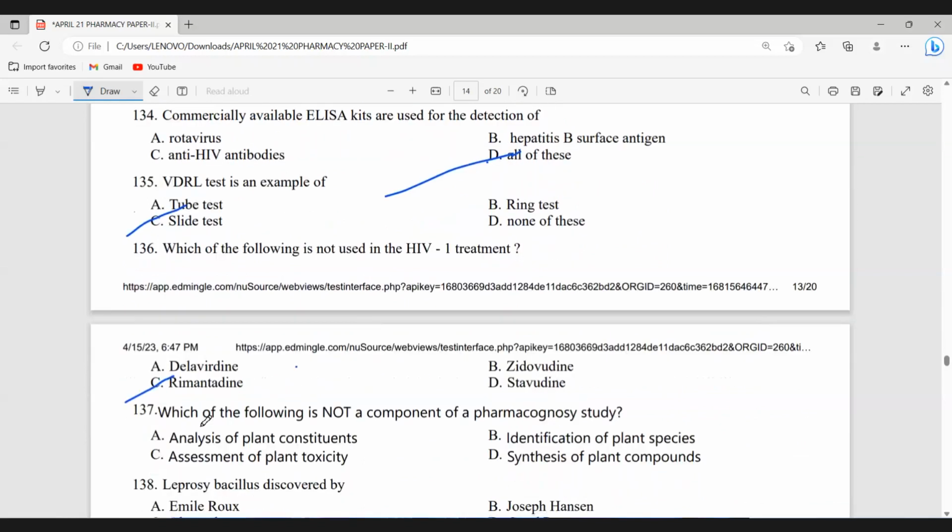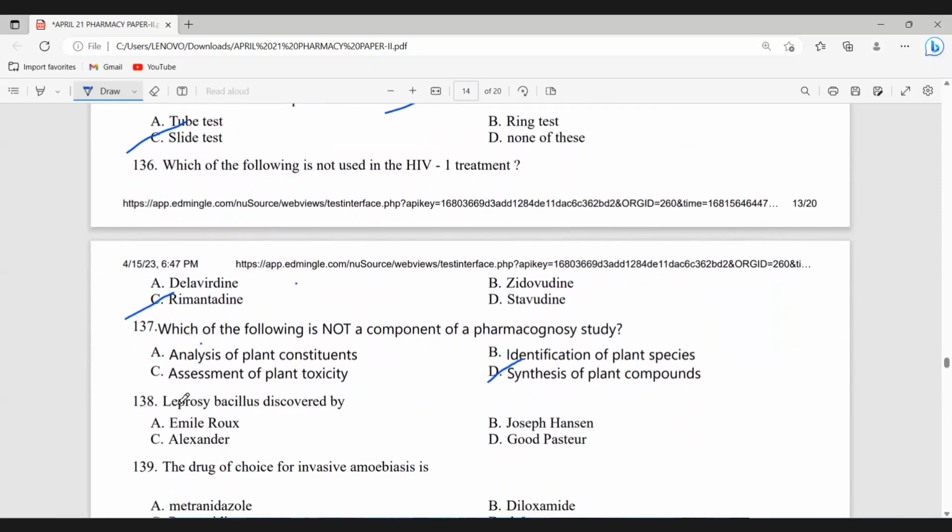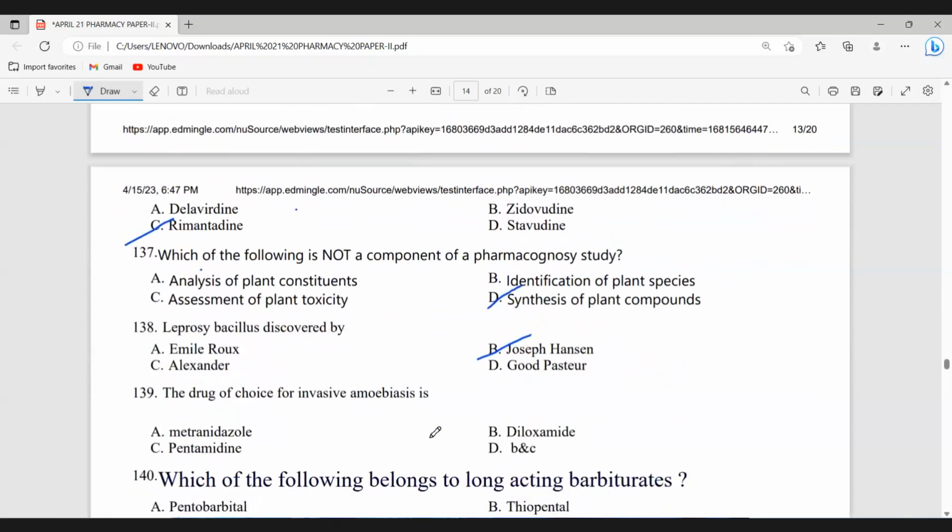Then 137. Which of the following is not a component of pharmacognosy study? Synthesis of plant components is not a component of pharmacognosy study. Leprosy bacillus is discovered by Hansen. Then 139. The drug of choice for invasive amoebiasis is metronidazole.